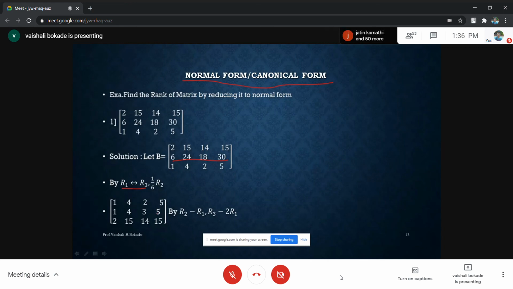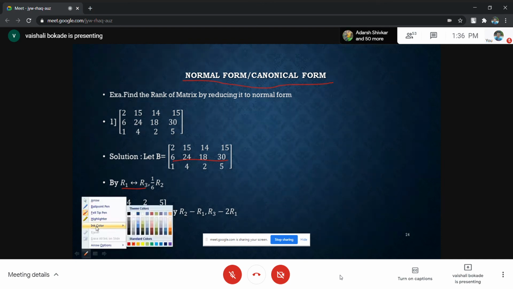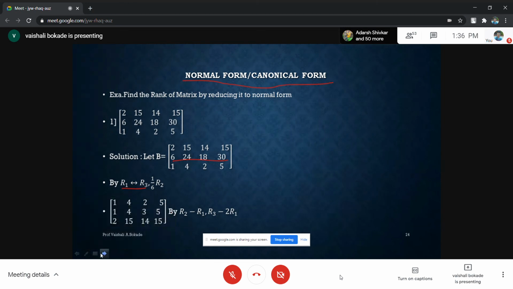And what I'm observing, I'm having two identical rows, R1 and R2. So one of the rows I'm converting to 0 by R2 minus R1. I'm converting this R2 row to be 0, and as I'm having this 0 row, I'll transfer that 0 row to the bottom.